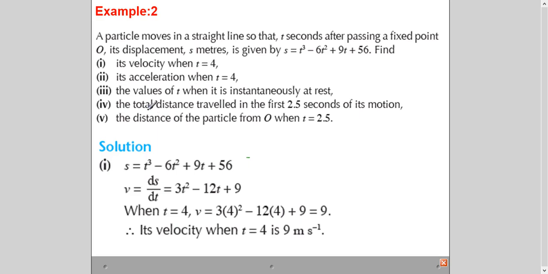Next part, you have to find the total distance traveled in the first 2.5 seconds. The mistake students make at times is substituting this value of t in this equation. This is the displacement equation. It will always give you distance from O. So if you substitute 2.5 in this equation, whatever answer comes, if it is plus, it is on this side. If it is minus, it is on this side. So we will see it in a while.